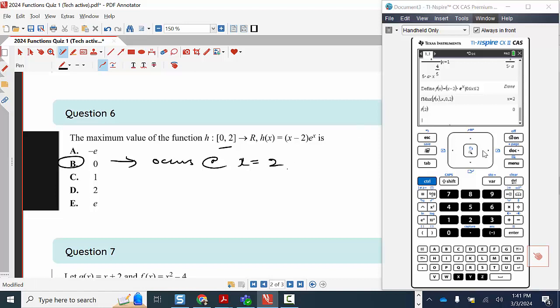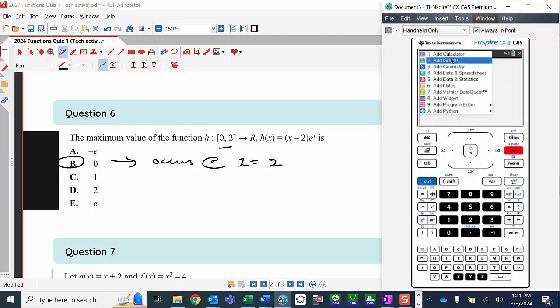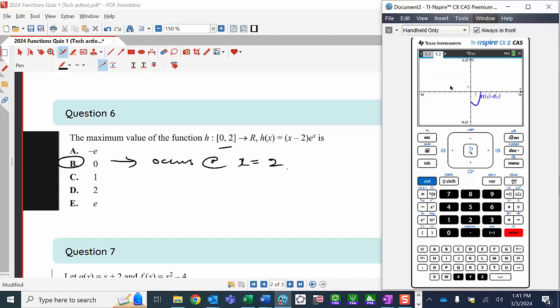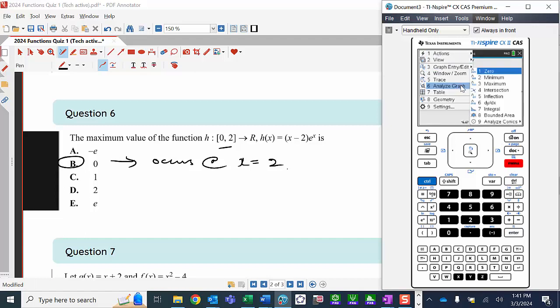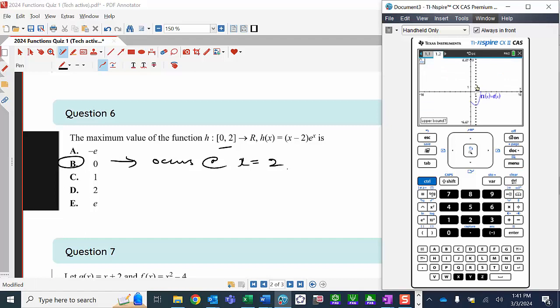The other way you could do this is probably graphically. So control doc graphs, graph f of x, which we've already restricted the domain. And you can see really quickly there that the highest value is going to be 0. Okay, so that would have been probably a little easier. You can just be sure about it by going analyze graph for a maximum. You can see that it occurs there. What value does it occur at? Negative 0.000, effectively 0.